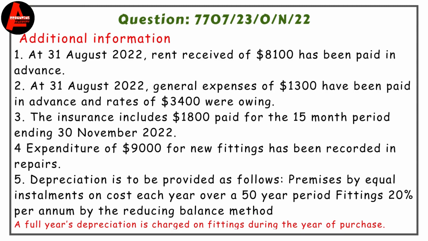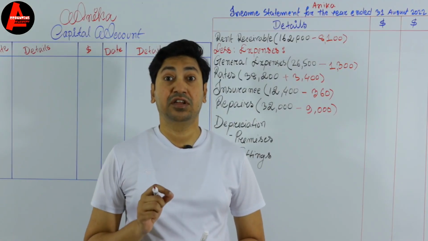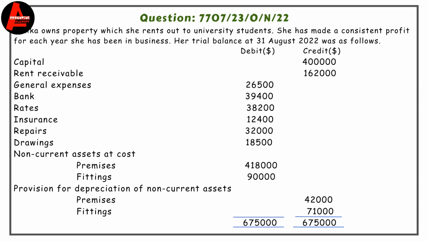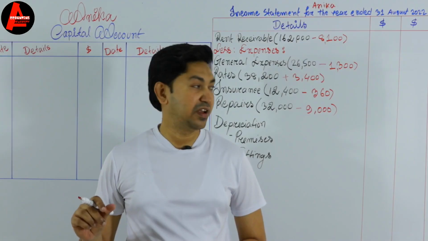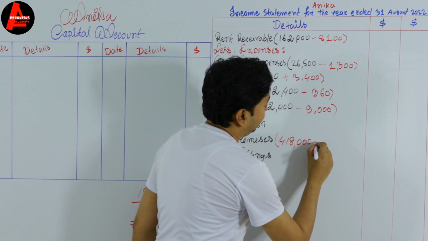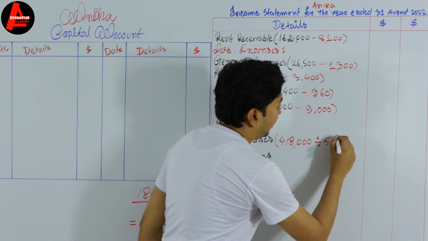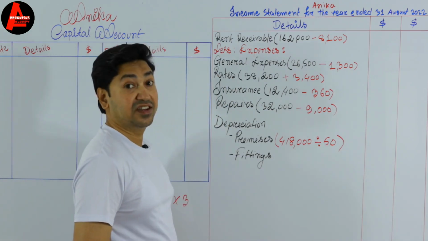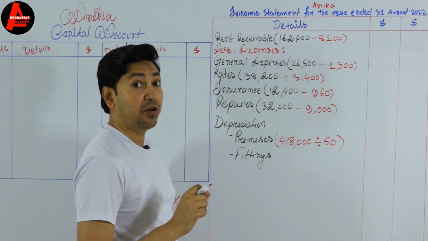We have here depreciation to be provided as follows. Premises will be by equal installment on cost each year over a 50-year period. So what is our premises on the question? $418,000. So this $418,000 will be depreciated over the 50 years life period. Or you can write here directly $418,000 divided by 50. So this is the equal installment method of depreciation.